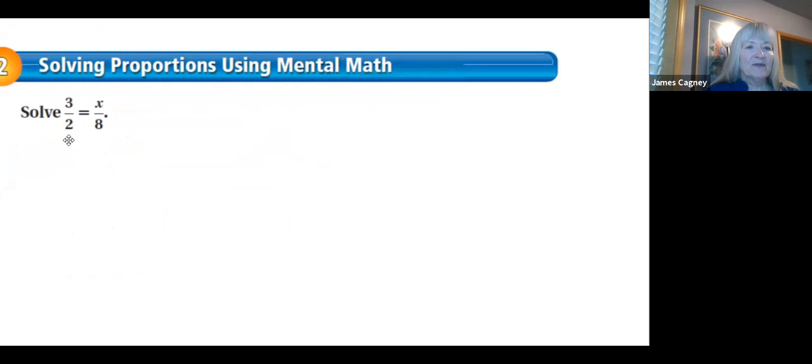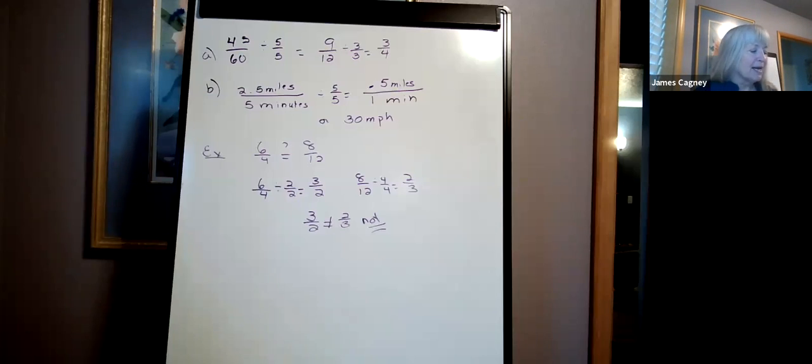So if I have 3/2 is equal to x/8, the way that I'm going to solve that is to do it as a cross product. So make sure you write the problem down, try and do it, and then come back and I'll do it right now.